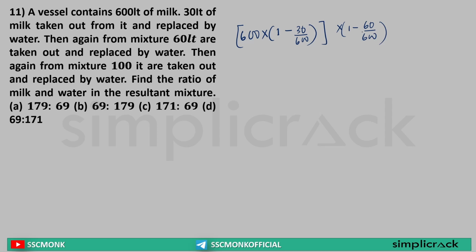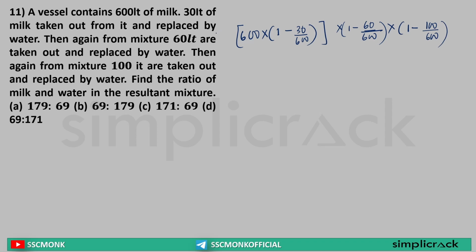Yes or no? 600 is what? Initial quantity before the taking out. So whatever I am doing, I am taking out and replacing. So the 600 is always intact. Yes or no? Yes. Multiplied by, again what I am doing? I am taking out 100 liter and again replacing it, and this will be the answer. Simple as it is.